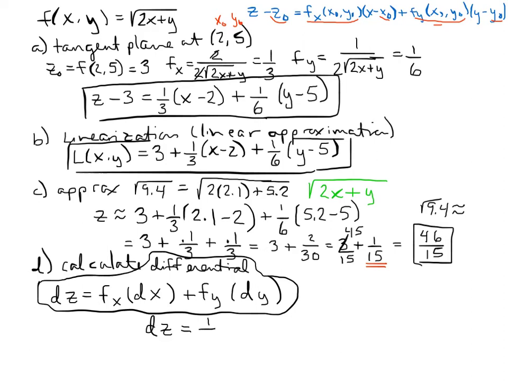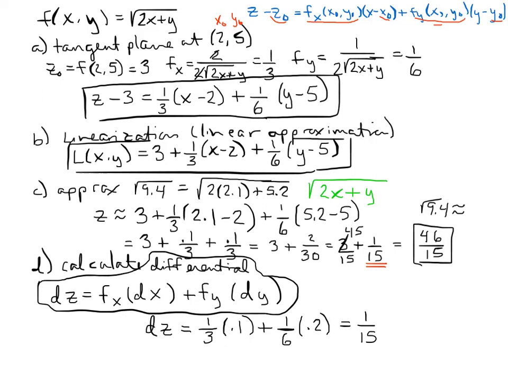to x, we found that was 1/3, times our change in x. Now the change in x from our original point to the point that we're looking for is 0.1. Plus the partial with respect to y we found was 1/6, times that change, which goes from 5 to 5.2, that change is 0.2. And if you calculated this out, we actually did it even up above, you get 1/15.